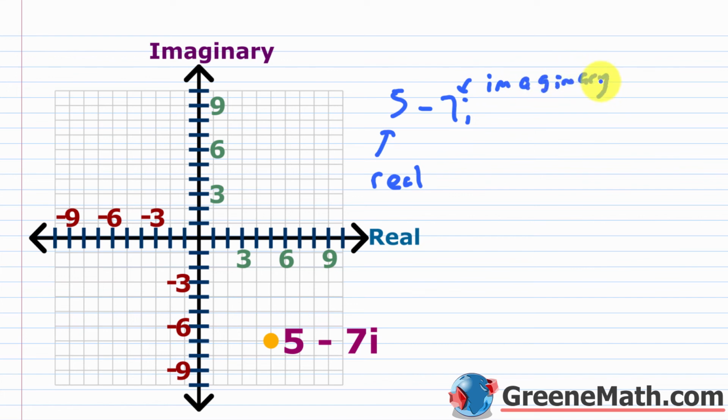So all I need to do is move 5 units horizontally. Okay, 5 is positive, so I'm moving to the right. So I'm going to go 1, 2, 3, 4, 5. Okay, so right there. And then I want to move 7 units down vertically. Okay, so I want to move 7 units on the imaginary axis going down because it's negative 7. So 1, 2, 3, 4, 5, 6, 7, and it's going to put me right there. So this is going to be my 5 minus 7i plotted on the complex plane.